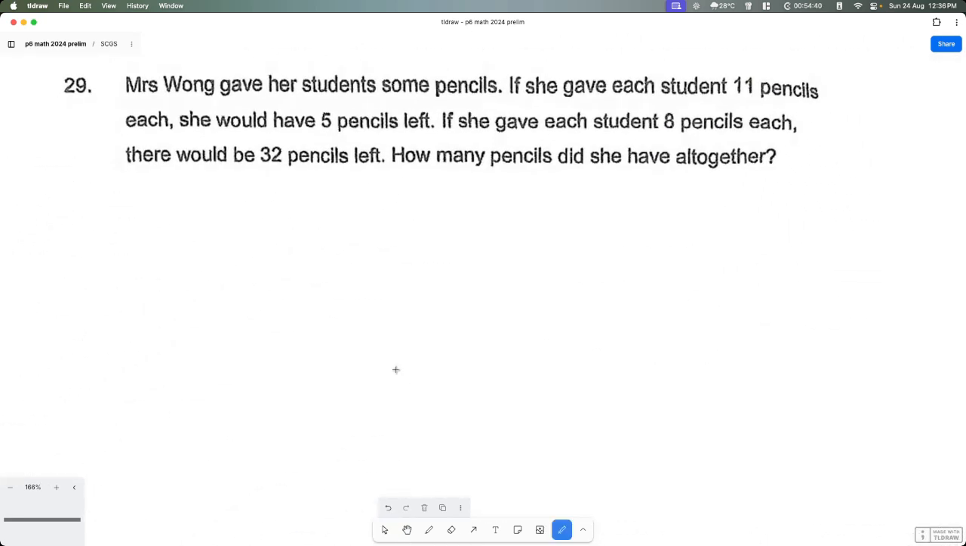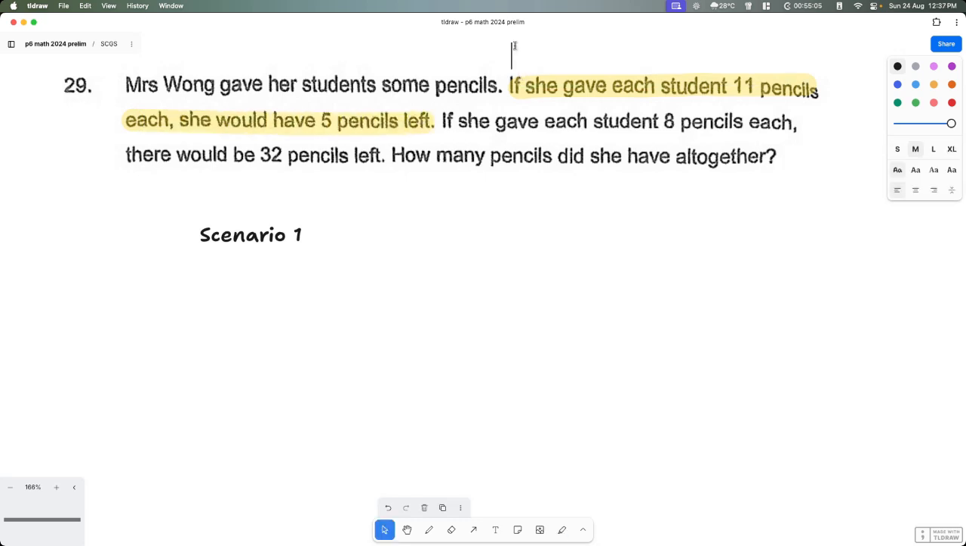Question 29. Mrs. Wong gave her students some pencils. If she gave each student 11 pencils, she will have 5 pencils left. If she gave each student 8 pencils, there will be 32 pencils left. How many pencils did she have altogether? Okay, so in this case over here, we have scenario 1, which is this. If she gave 11 pencils, she will have this one. So this is what we call scenario 1.